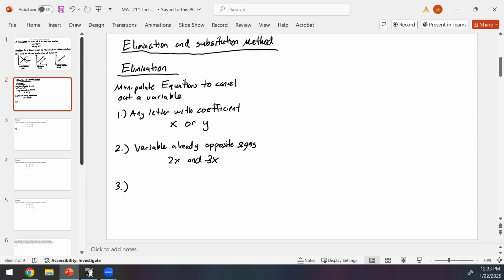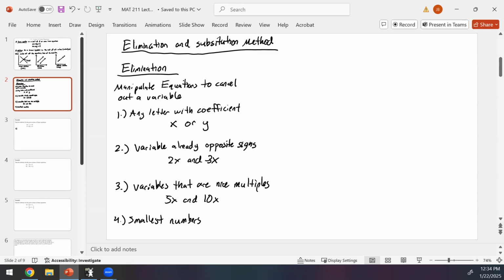After that, variables that are nice multiples. So, 5x and 10x, right? One's a multiple of the other. 5 can divide into 10, so I'd only have to manipulate one equation. In fact, I would probably swap 2 and 3, but that's okay. And then the last step is just the smallest numbers.